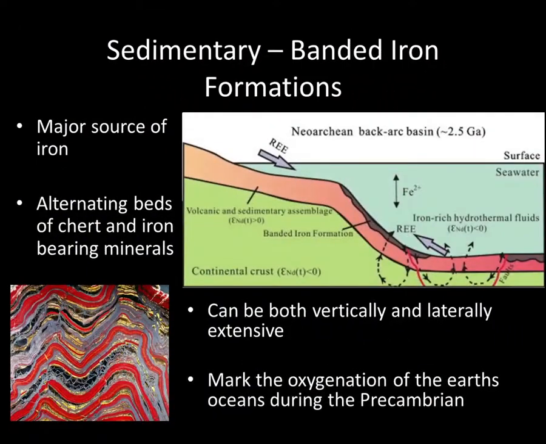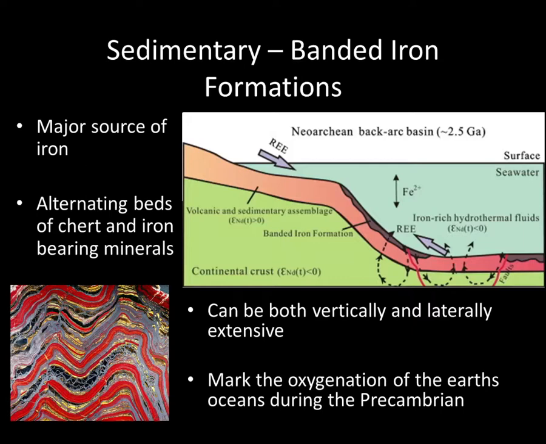The next type of sedimentary ore deposits we will discuss is banded iron formations. Banded iron formations, or BIFs, are the main source of iron globally. BIFs consist of alternating beds of chert and iron-bearing minerals which include magnetite, siderite, hematite, and/or iron silicates. These deposits can be several hundreds of meters thick and extend laterally for several hundred kilometers. BIFs mark the introduction of oxygen into the Earth's oceans during the Precambrian.